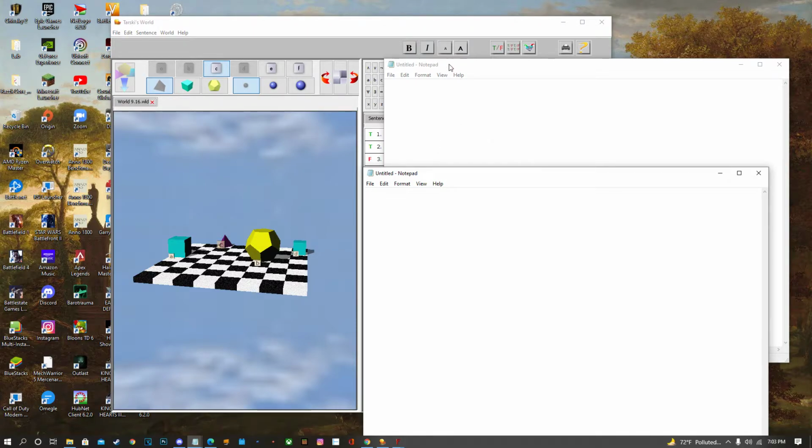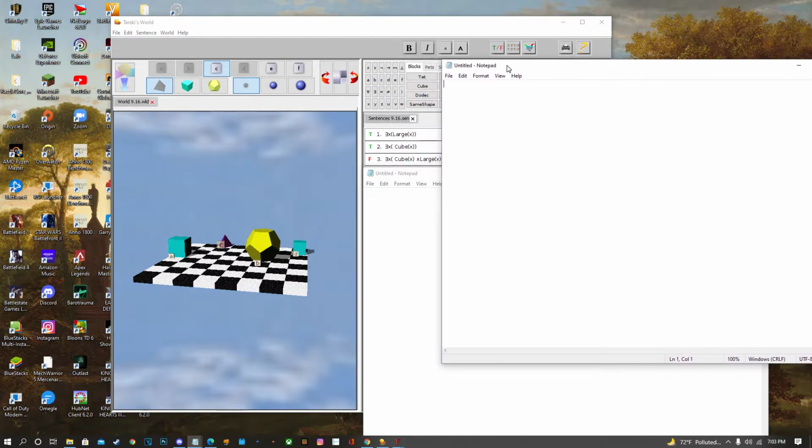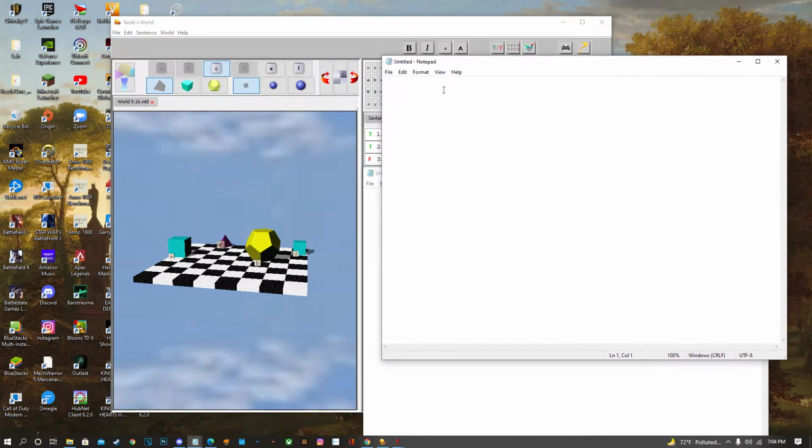Number 3, something is a large cube. So now when you have is a large cube, in Tarski's world, you're going to want to use a conjunct for this. So it needs a predicate X is large and X is a cube. So there exists X such that X is large and X is a cube, or vice versa.